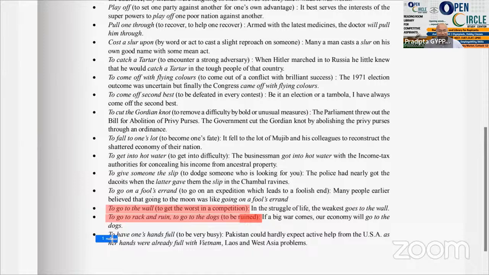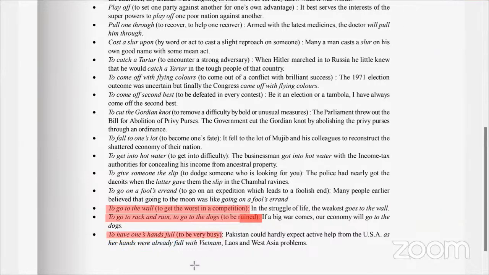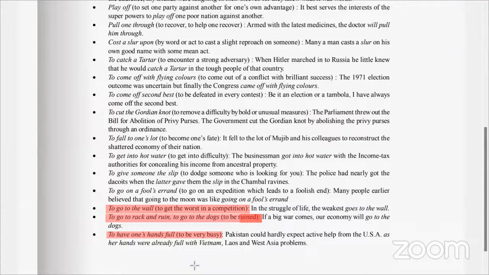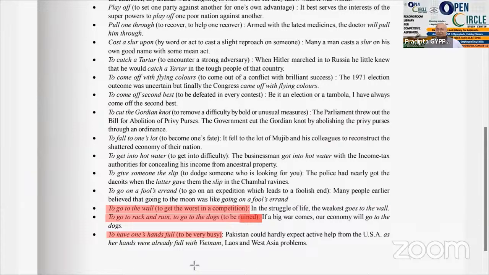Read. To have one's hands full. Meaning? To be very busy. Suppose I want an appointment with Shashwati. Shashwati says, "Sir, my hands are full. I have so many shows to do. I'm not able to meet you." So what do you mean by that? You are busy. Okay, now read the sentence.